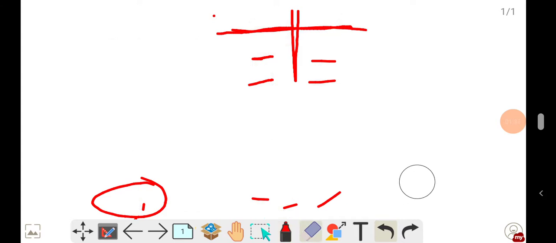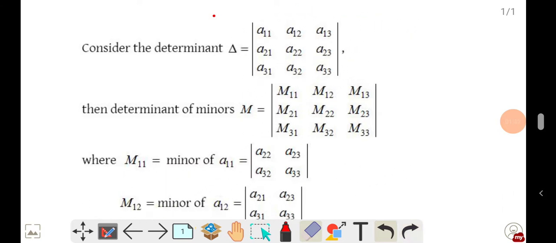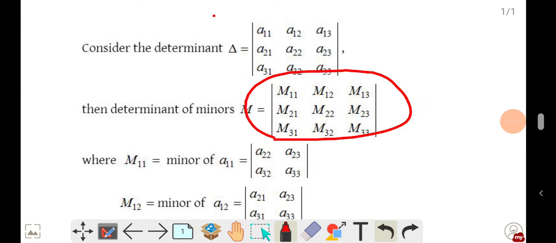So the same pattern you will proceed with. For a 3 by 3 matrix, you can have 9 minors, as you see here. All of the minors are written here. So calculating a minor is very simple, and the process will be the same. But the cofactor is a bit different. It is the same as the minor.